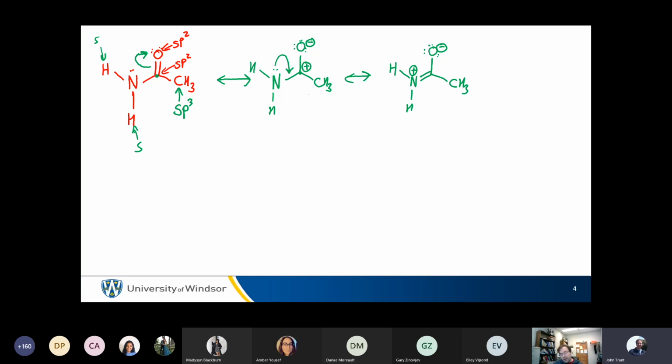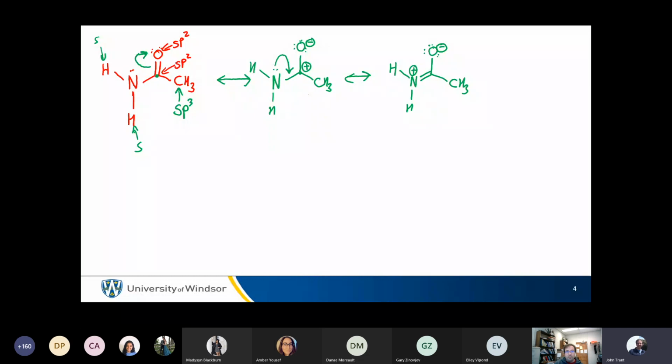So we have these three resonance structures. Now, when we try and assign hybridization, we could do the thing that we did by inspection. The other thing is we can try and draw resonance structures. And the hybridization you pick has to satisfy all resonance structures. So if I said nitrogen was sp3, I would not be able to draw the rightmost resonance structure because it would not be able to make a pi bond.